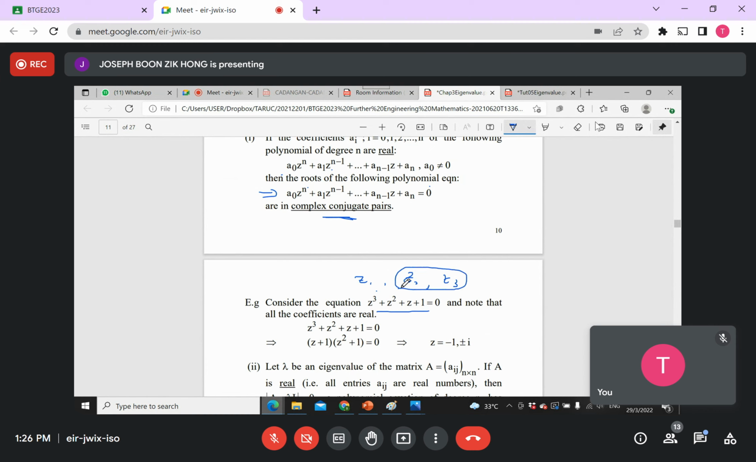Conjugate means, let's say I have 3 plus 2i, then the conjugate will be 3 minus 2i. The coefficient of the imaginary number changes sign. So for example, this one, you will have one real number and one conjugate pair. If you have z4, then your answer might be something like 2 conjugate pairs. Okay, so now let's see.